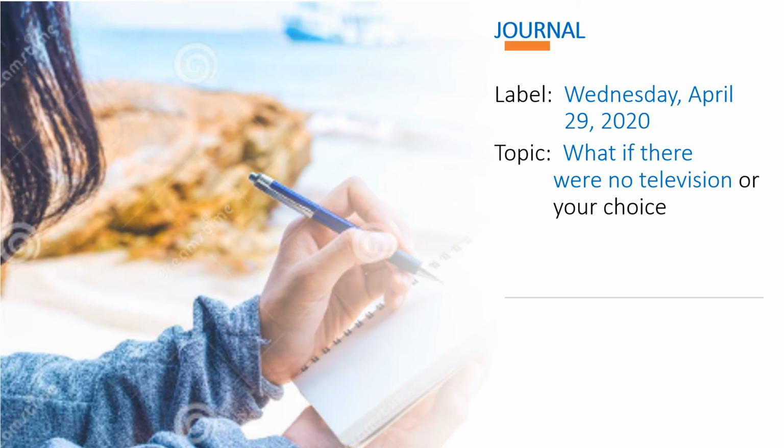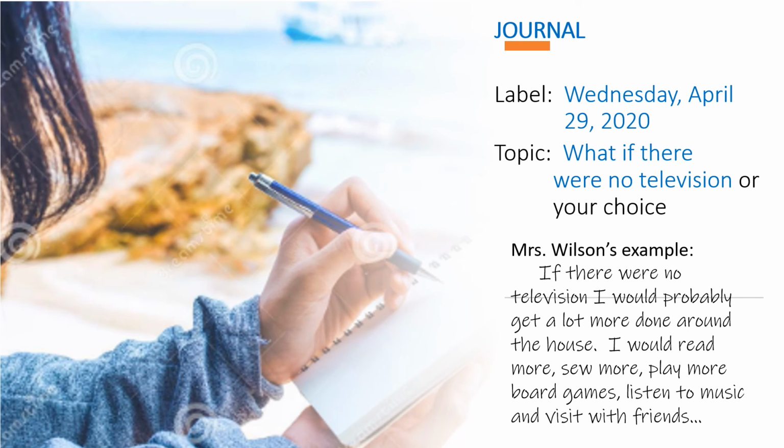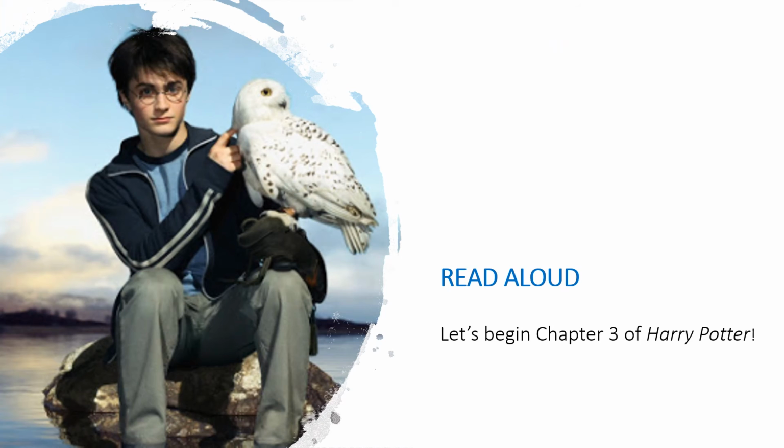For your journal writing today, will you label it Wednesday, April 30th? And the topic is, what if there were no television? Or you can write of your choice. So here comes Mrs. Wilson's example again. If there were no television, I would probably get a lot more done around the house. I would read more, sew more, play more board games, listen to music, and visit with friends. What would you do if there wasn't any television? Going to begin chapter 3 of Harry Potter today.